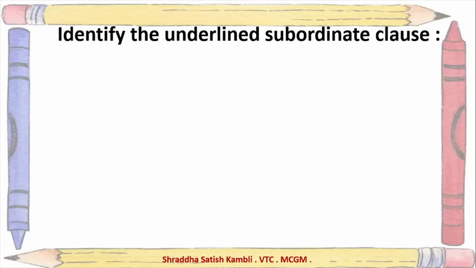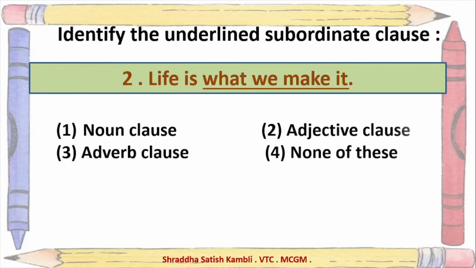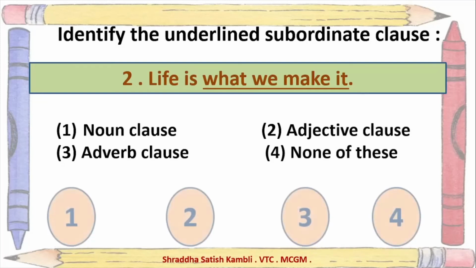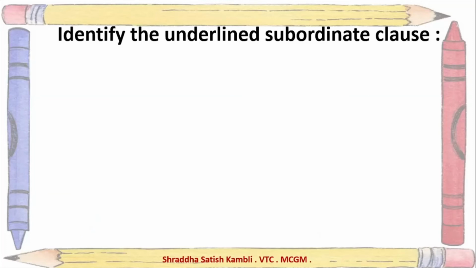Okay, moving on to question number 2. Life is what we make it. So now what is this, what we make it? It is, yes, correct, a noun clause. Why? Because life is joyous, life is sad, life is happy. So whatever you want you can write here, isn't it? So that becomes a noun then. So that is why this is a noun clause. So your answer is option number 1.